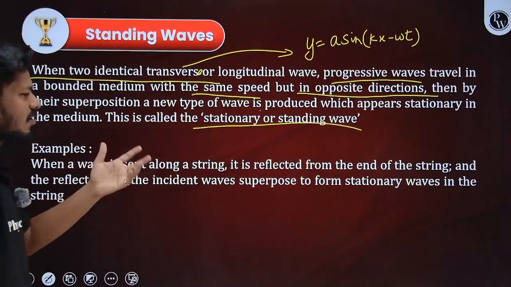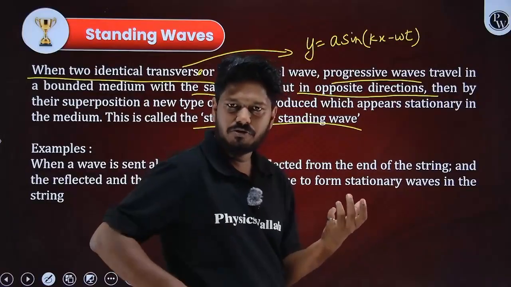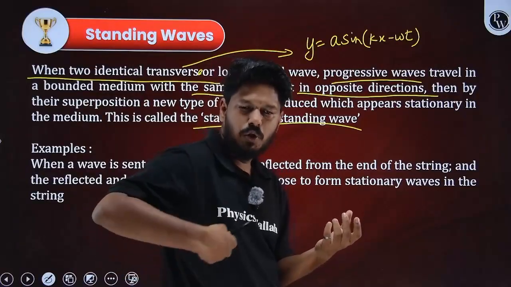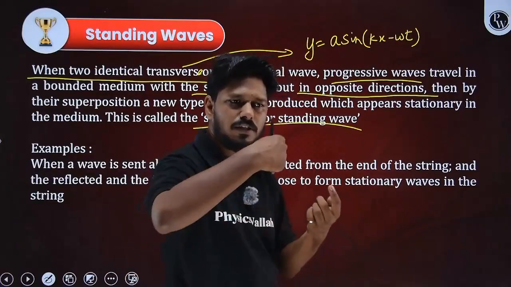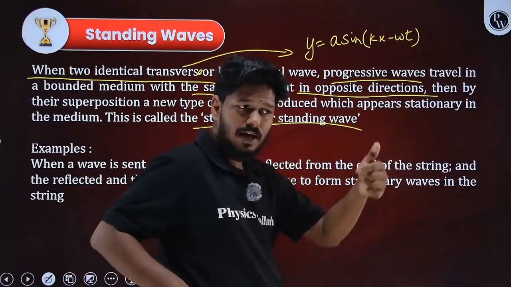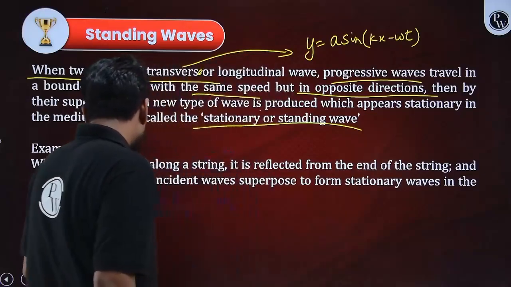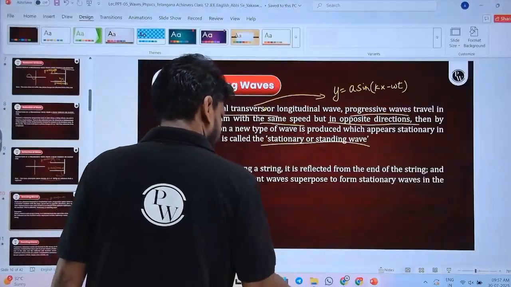When a wave is sent along a string, if I have a string and I strike the string, a wave is going to go in this direction. As both ends are fixed, it is going to come back, right? So this wave and that wave are going to superimpose. Any difficulty? Let me try to show you that.